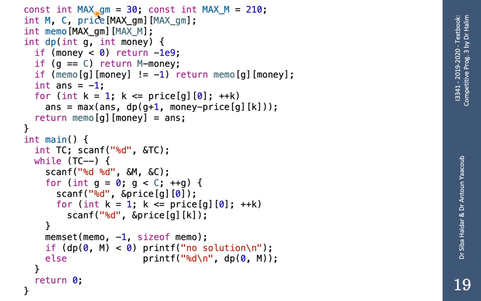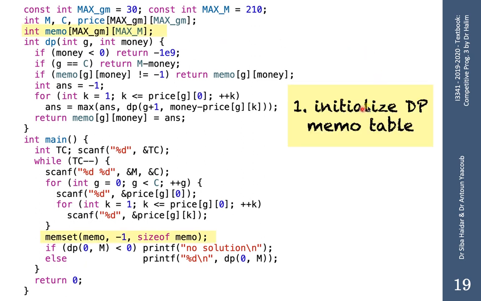We have the maximum garment or maximum model, which is 20, they told us, so we reserve a little bit bigger array. And the maximum money amount is 210, and then we said that the state is the amount of money and the garment. So let us see. First, we initialize the DP memo table. We declare the memo table called memo of size max GM, which is 20 times 201. And then we initialize this with memset memo, with dummy values, minus one, size of memo. Okay, now we have our DP memo table ready.